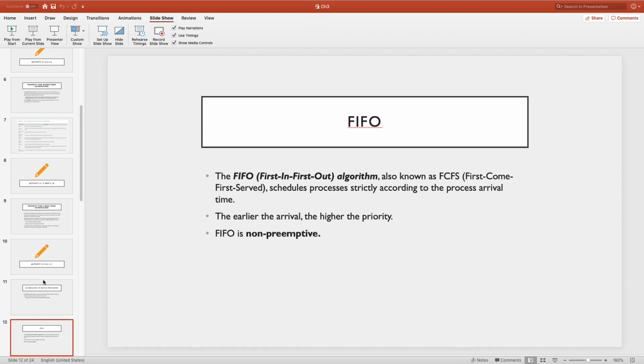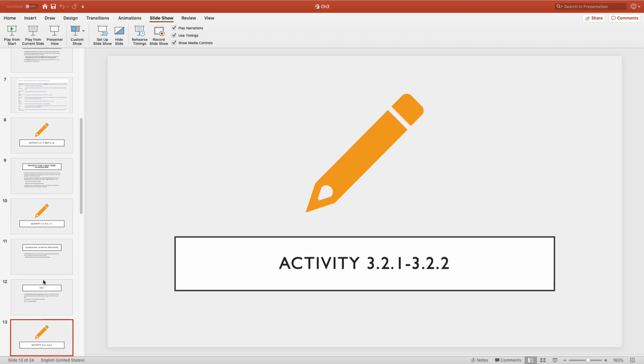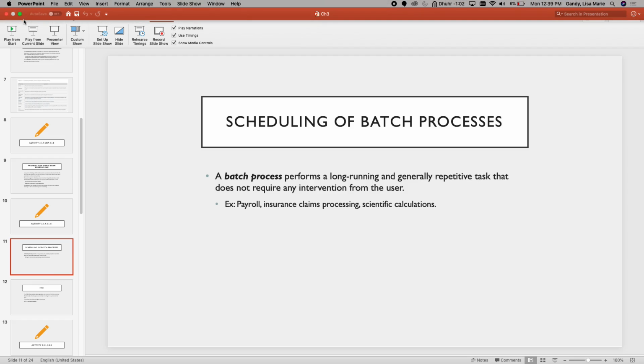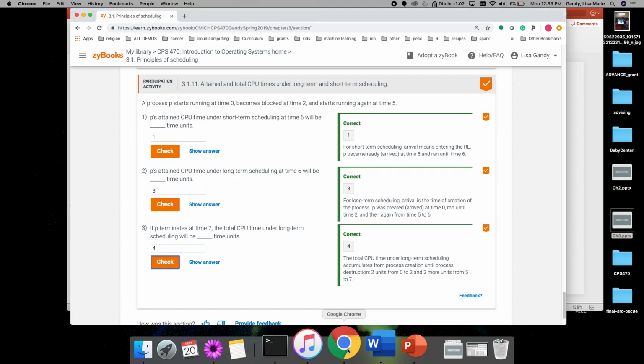So now we're going to talk about different scheduling algorithms. And you know what? I want to go back to this really quick.